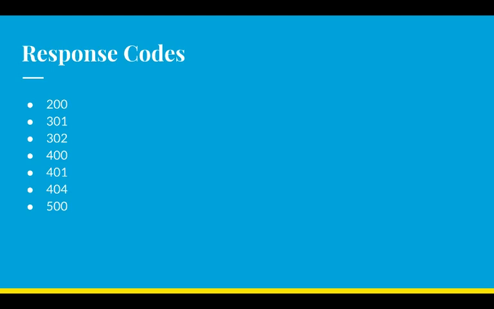The 300 to 399 response codes mean that the web page has moved. It's called a redirect. Okay, 301 means that the web page has moved permanently, and 302 means that the web page has moved temporarily.